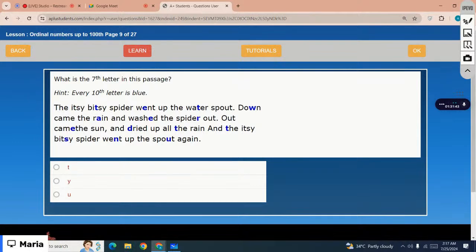What is the seventh letter in the passage? So, which is the seventh letter? Yes, the correct option is Y. The correct option is Y.